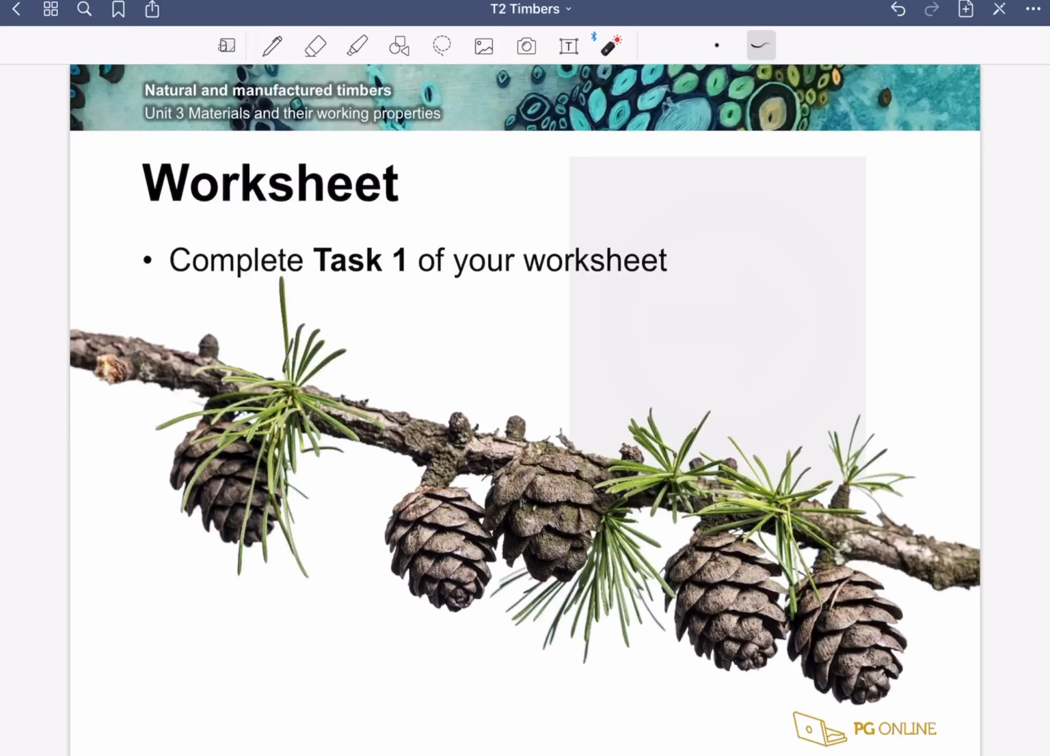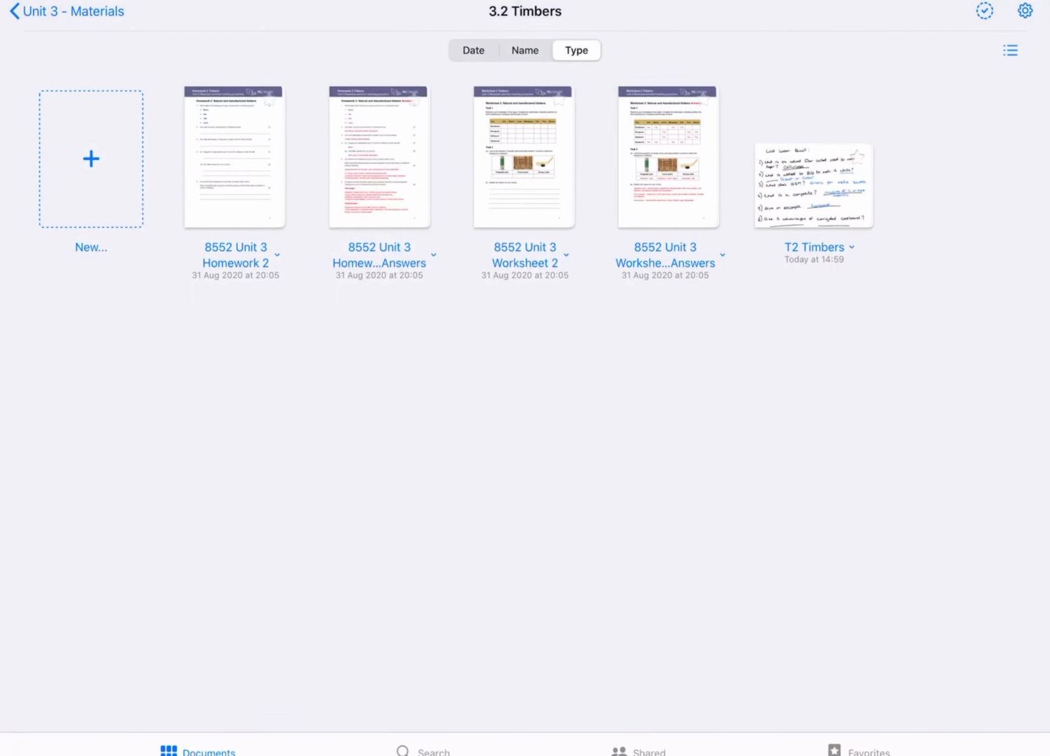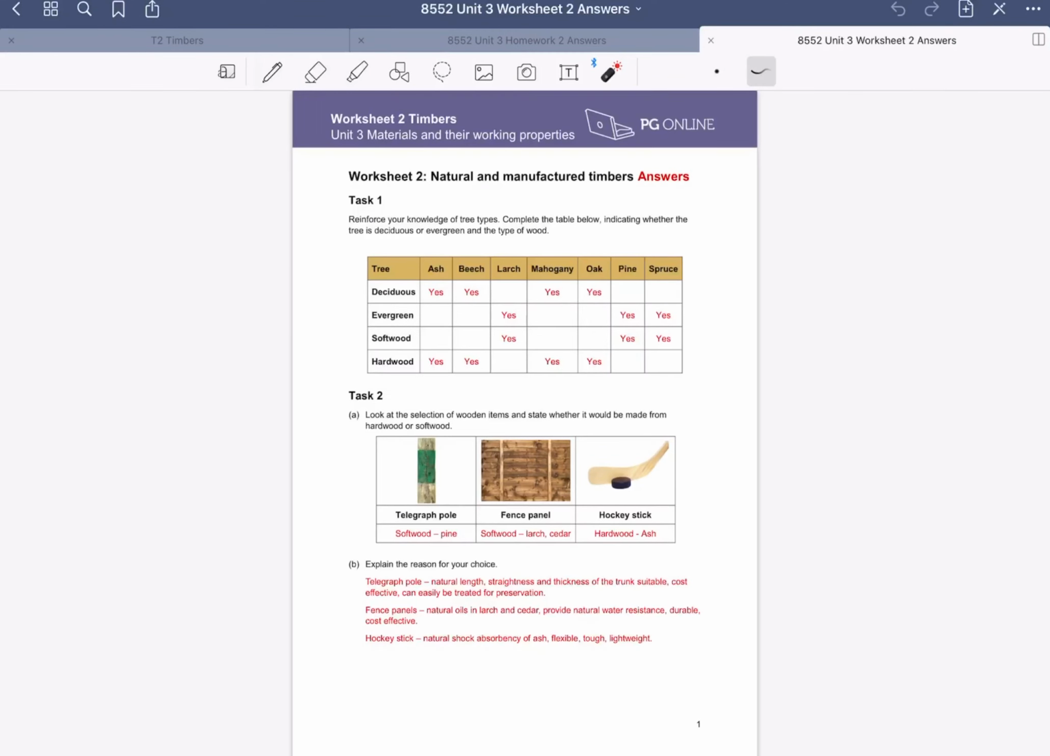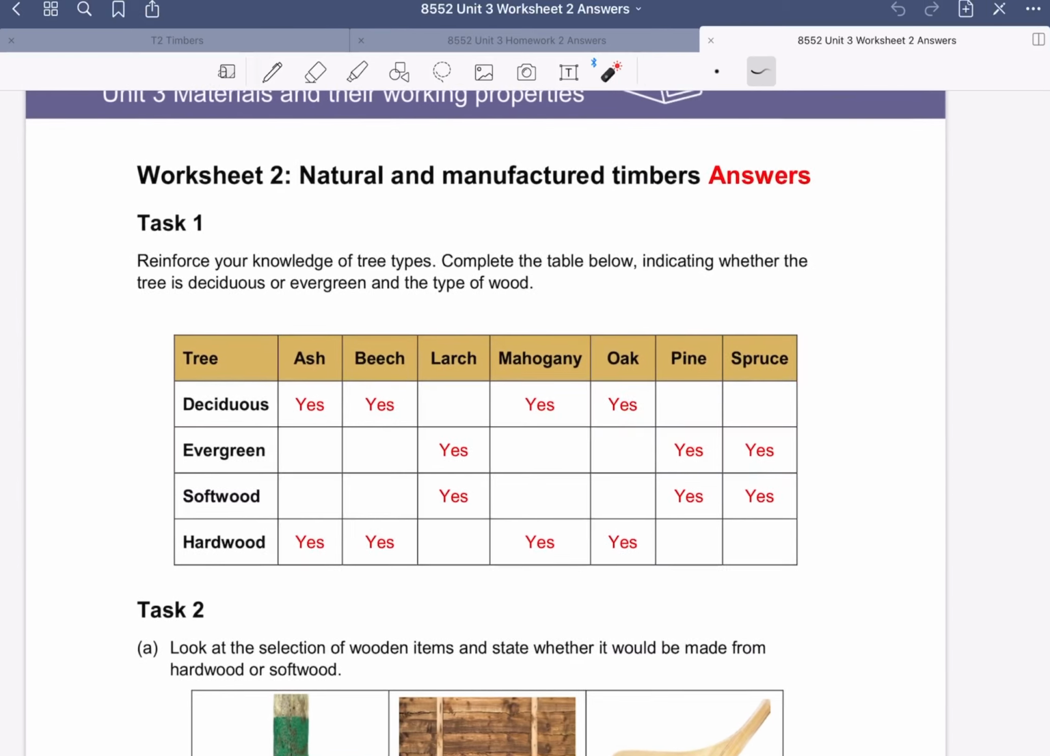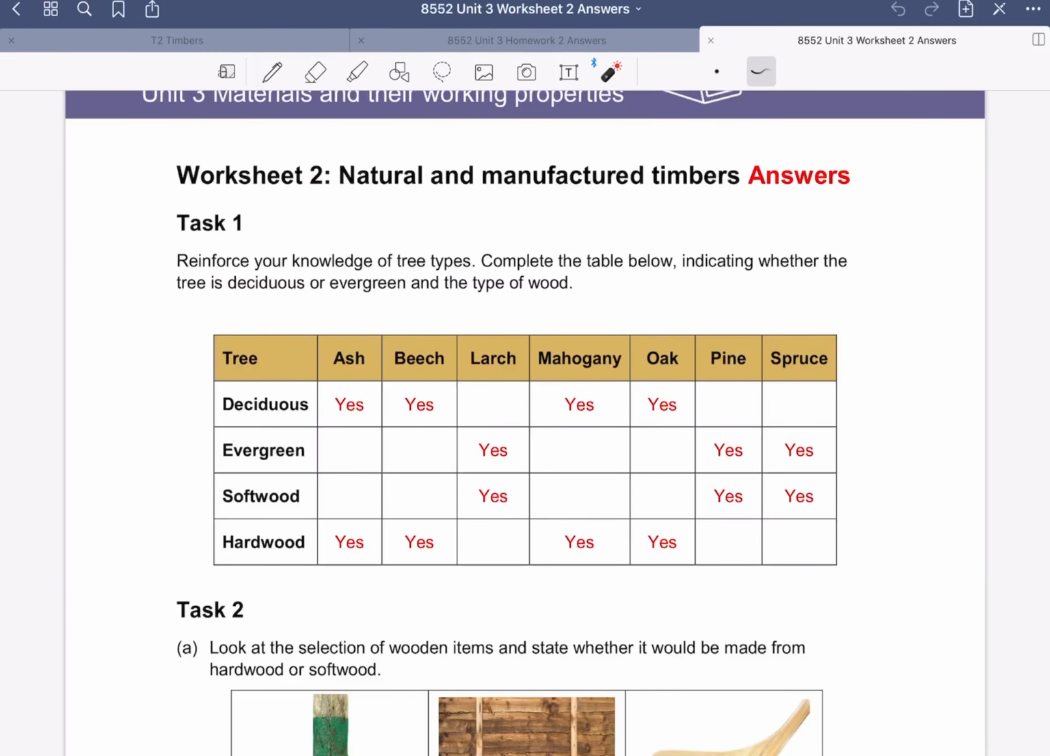Okay, welcome back. It's task 1 complete. We'll have a quick look over those answers. So, task 1. Oh, wrong one, apologies. Task 1. So we should have the answers. Task 1. Reinforce your knowledge of tree types. Complete the table below indicating whether the tree is deciduous or evergreen and the type of wood.